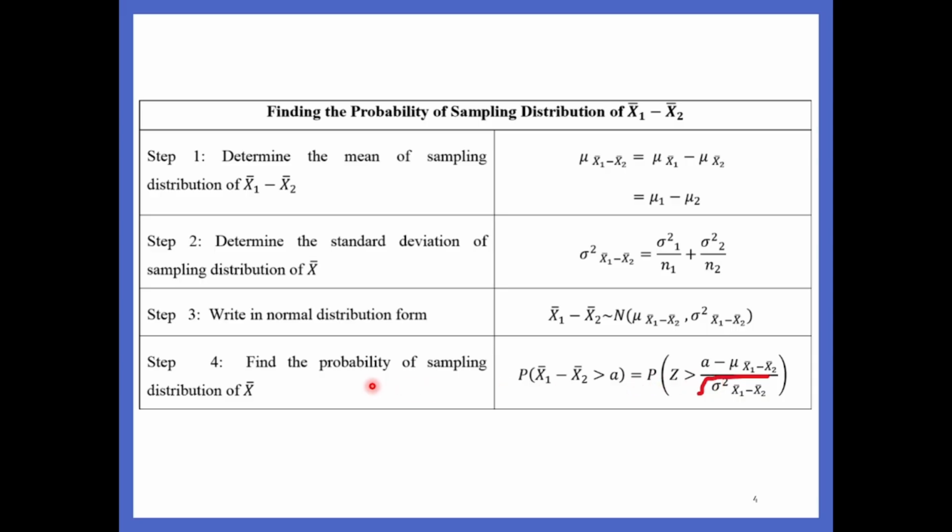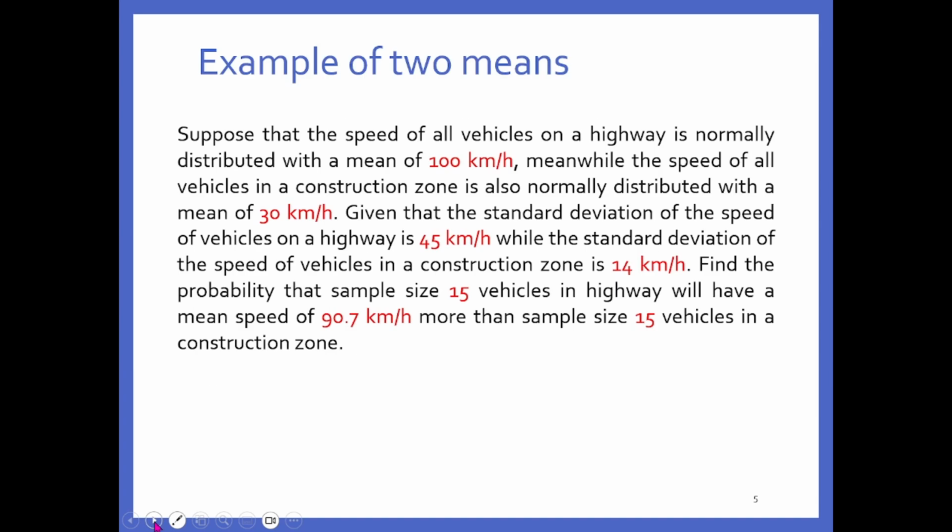Step 4: find the probability of the sampling distribution of sample mean 1 minus sample mean 2. So we get that x bar 1 minus x bar 2 becomes z, the standard normal distribution, greater than a minus the mean of the difference of the two populations, mu1 minus mu2, divided by the standard deviation from step 2, which is the square root of the variance of population 1 divided by n1 plus the variance of population 2 divided by n2. Okay, example.